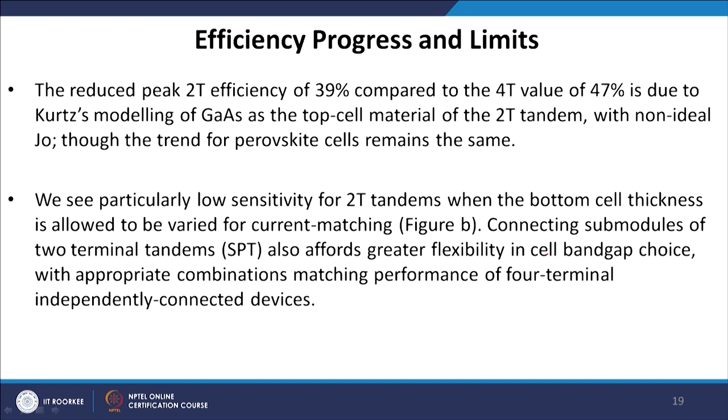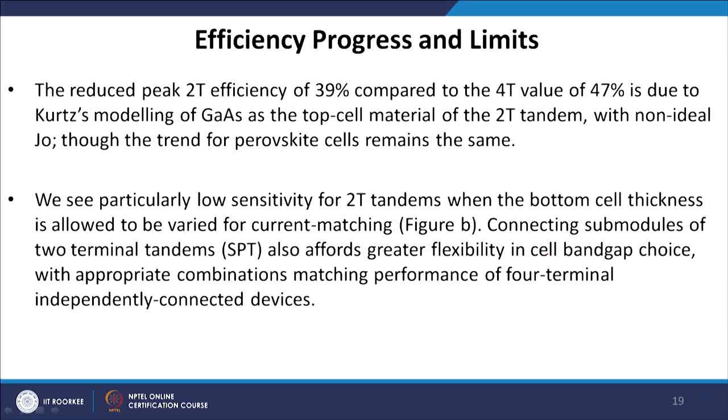So, the reduced peak 2T efficiency of 39% compared to the 4 terminal value of 47% is due to the coarse modeling of the gallium arsenide as the top cell material of the 2T tandem, with non-ideal short circuit or the intrinsic current going through the perovskite cells remaining the same. So, if I use 2 terminal devices, the theoretical maximum efficiency is less than 4 terminal devices, and the reason behind that, we use a gallium arsenide layer on the top where there is a loss of the light in 2 terminal devices, but still whether it is a 2 terminal or a 4 terminal, the efficiency is still higher than the maximum theoretical limit of a single junction solar cell.